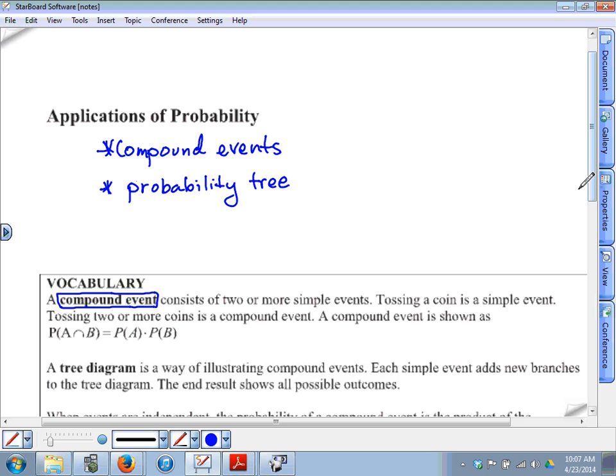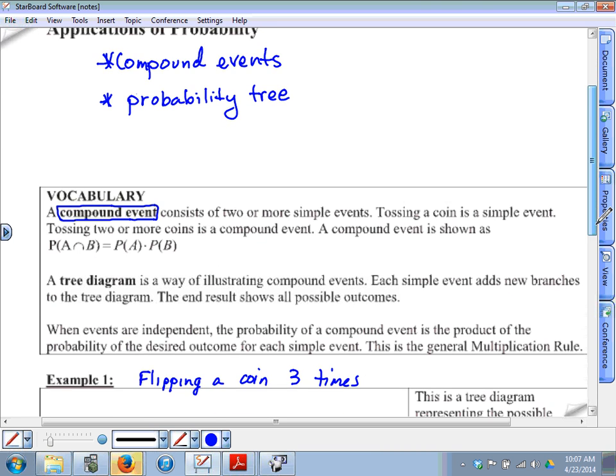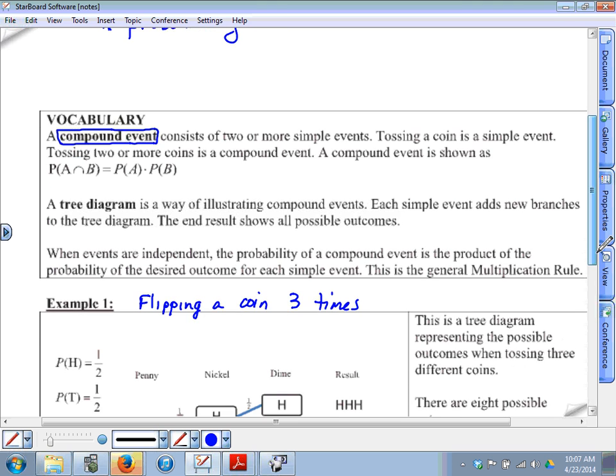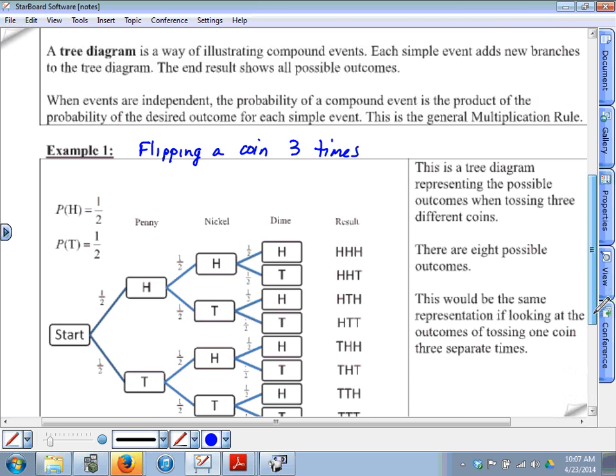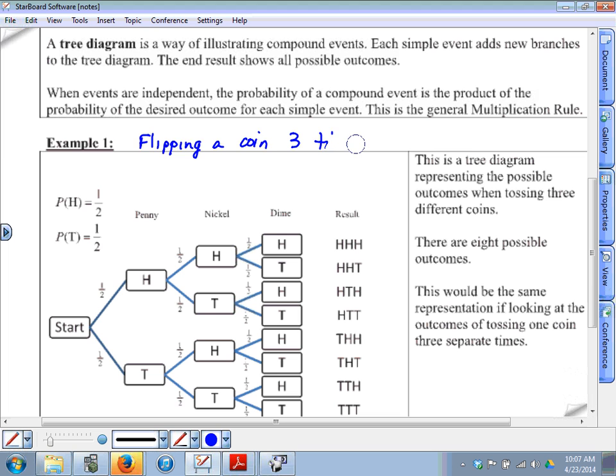So, like tossing a coin twice, that's a compound event. We're going to get into this multiplication rule now. The probability of A and B occurring would be the multiplication, or the product, of the two individual events. So take a look down here at example 1. Right next to example 1, flipping a coin 3 times. That would be a compound event.